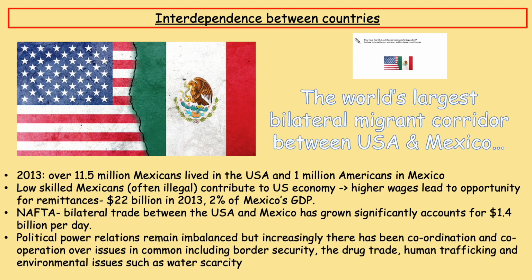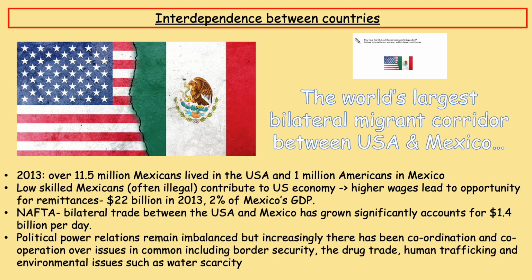Each of the 2 countries has its largest diaspora living in each other. There is growing social and cultural connectivity. Low-skilled Mexicans that often enter the USA illegally, hence the wall that Trump said he was going to build, contribute to the US economy by working in agriculture, construction and low-paid services. Wages in the USA are much higher than in Mexico, providing opportunity for remittances, which via formal channels amounted to 22 billion US dollars in 2013. That's 2% of Mexico's GDP.